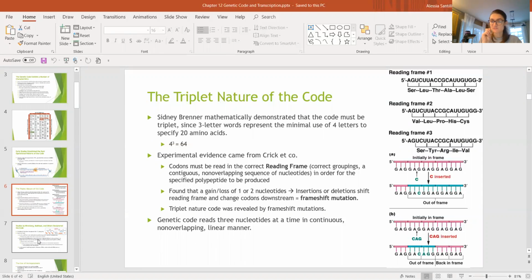The next step was figuring out how big the code was. They knew that there are 4 ribonucleotides, A, U, G, C. But how many do you actually need to code for an amino acid? So they were like, if we have a combination of 2, actually I'm gonna change my screen over, hold on. Okay.